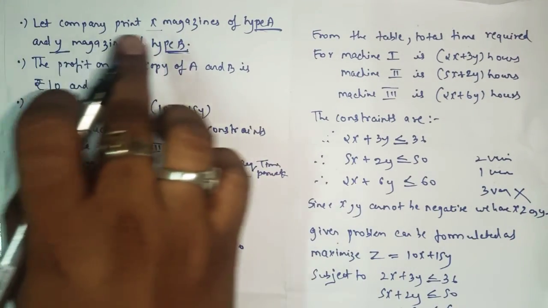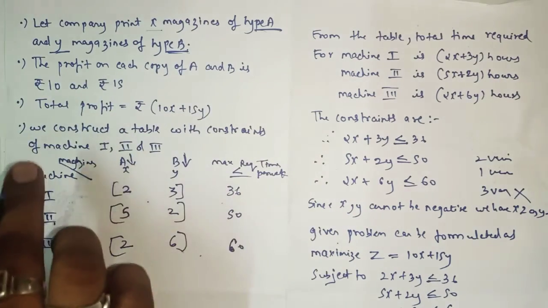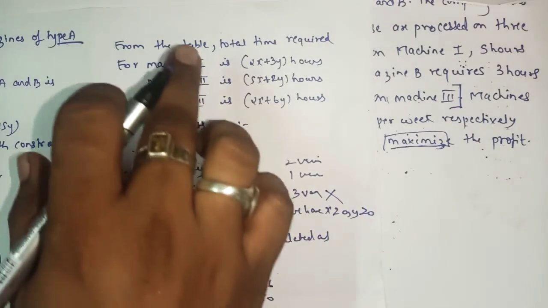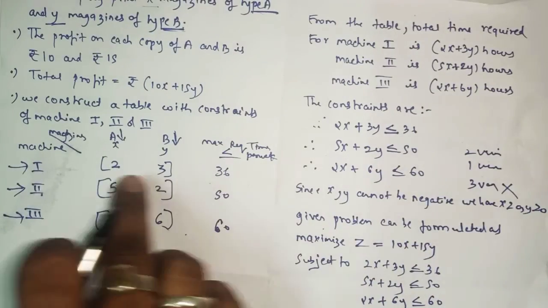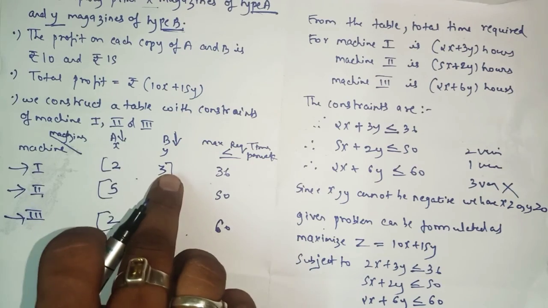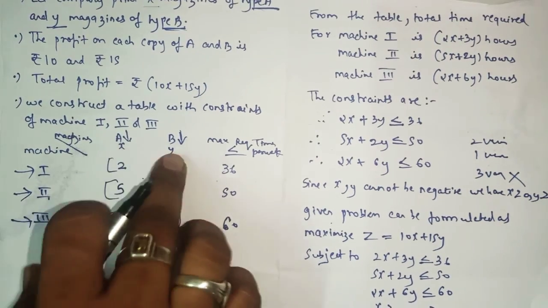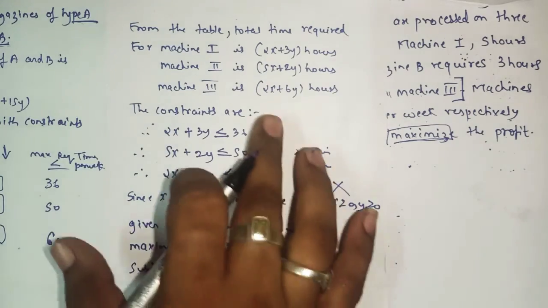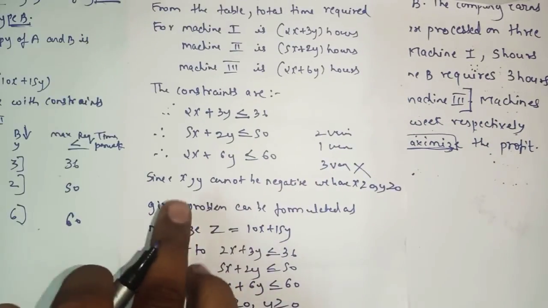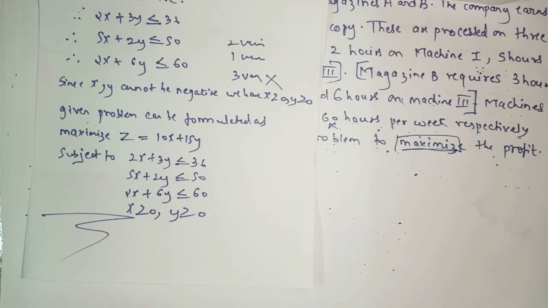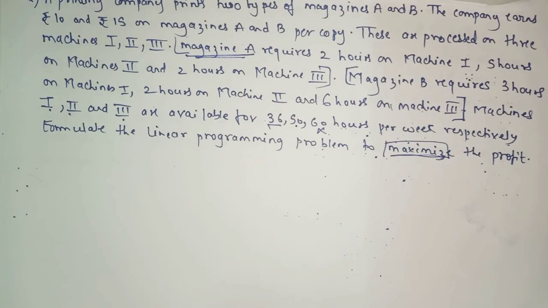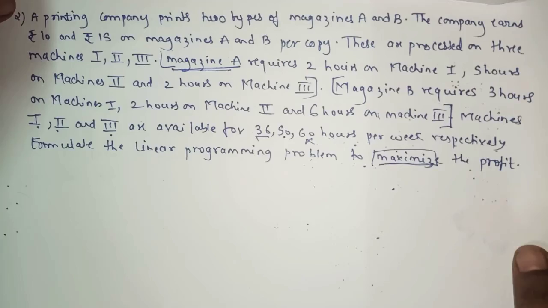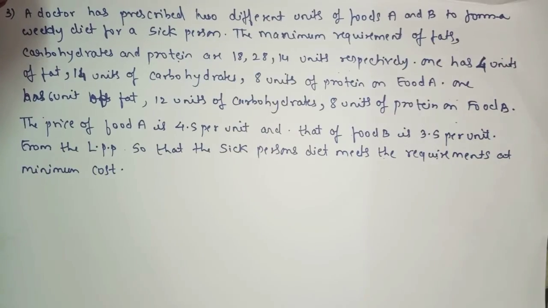So remember, the first step is let, then profit, then table, then after that you will find the total hours for machine 1, machine 2 and machine 3, A and B part. Then after that the constraint, and then the last step will be what? You will formulate. In this way you have to present your sum in the board exam. Now, as I took two sums, both were based on maximize, yes or no?